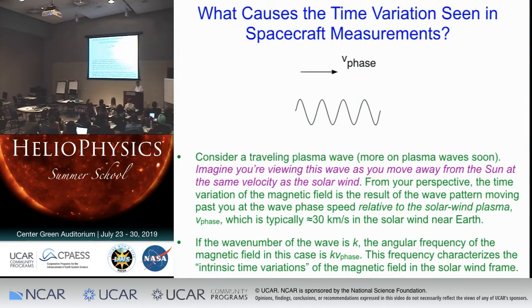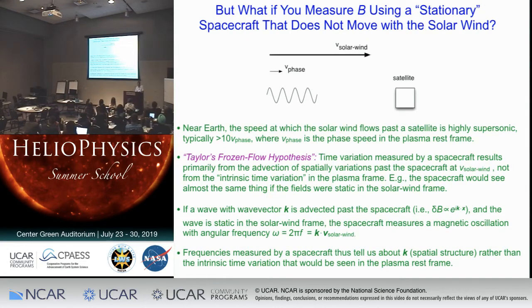All right. How about in the actual case, where we have a spacecraft sitting out in the solar wind taking measurements? Well, in this case, the spacecraft is not in the plasma frame. The spacecraft is, say, sitting at some fixed radius from the sun, say 1 AU. The solar wind is going by not at a measly 30 kilometers a second like that sound wave. It's going by at, say, 400 kilometers a second. The solar wind is blasting past us at this huge speed.